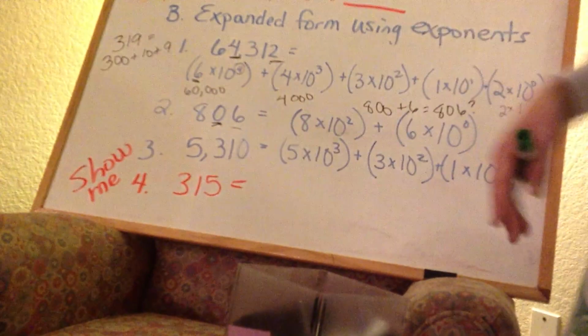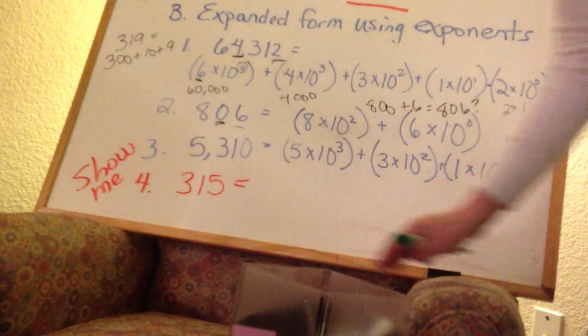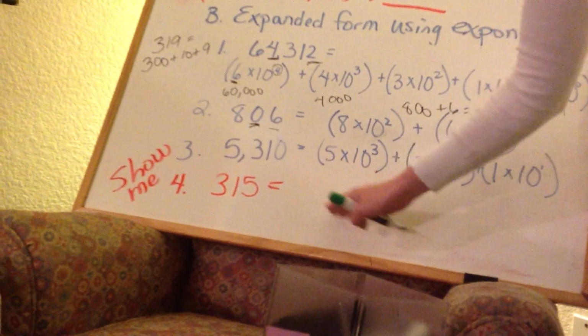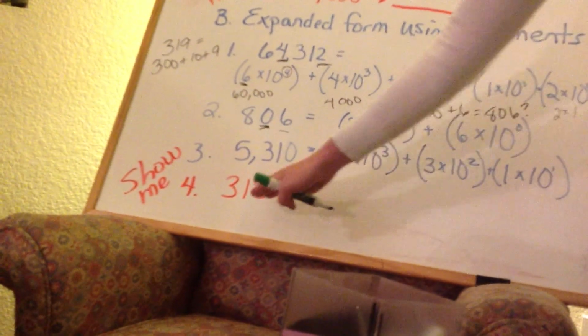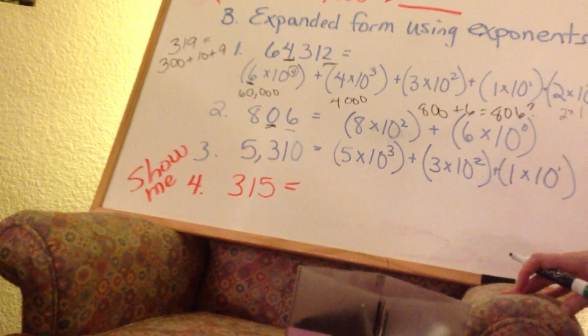So what I want you to do tonight is I want you to try this one, 315. I want you to write that in expanded form using exponents. You would start with the 3, 3 times 10 to the what power, then 1 times 10 to the what power, and 5 times 10 to the what power.